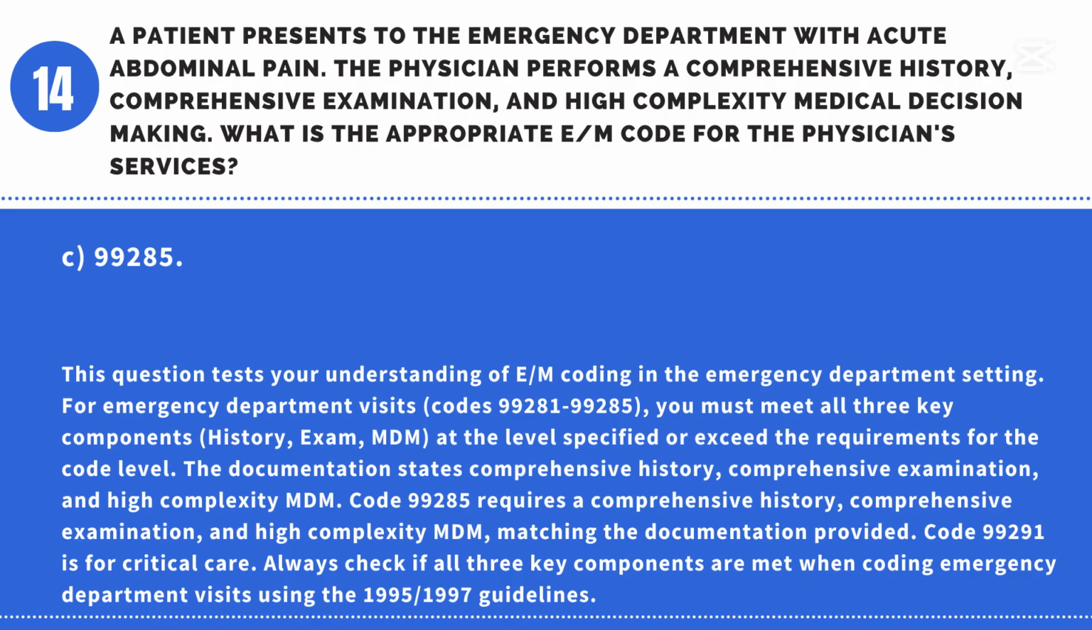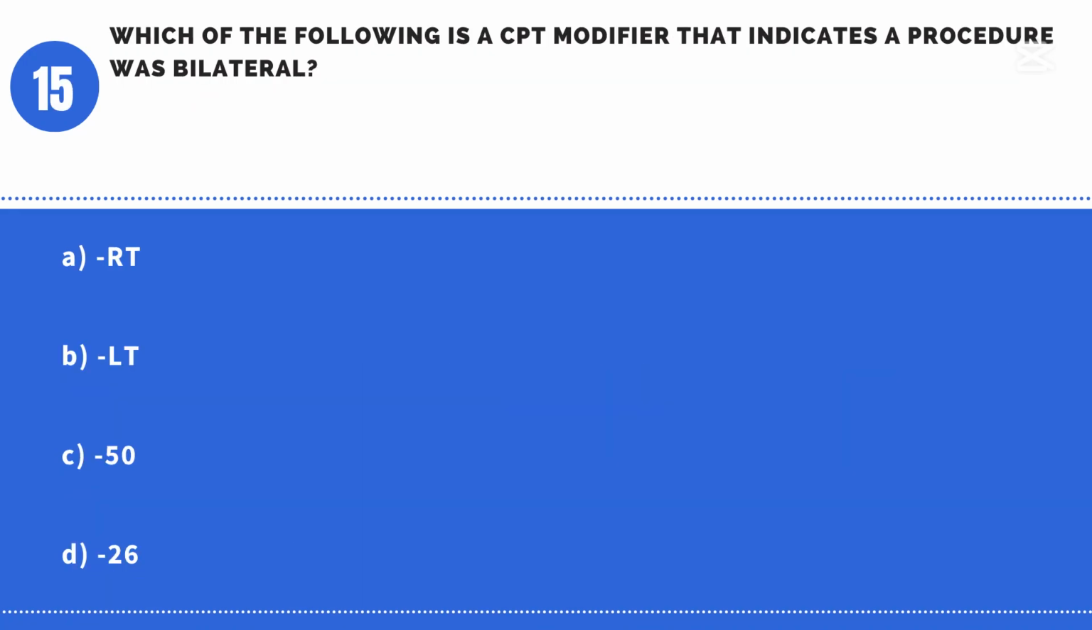Question 15. Which of the following is a CPT modifier that indicates a procedure was bilateral? A. RT. B. LT. C. -50. D. -26.